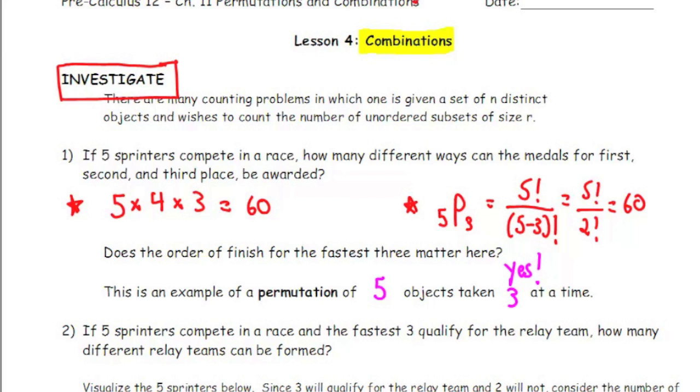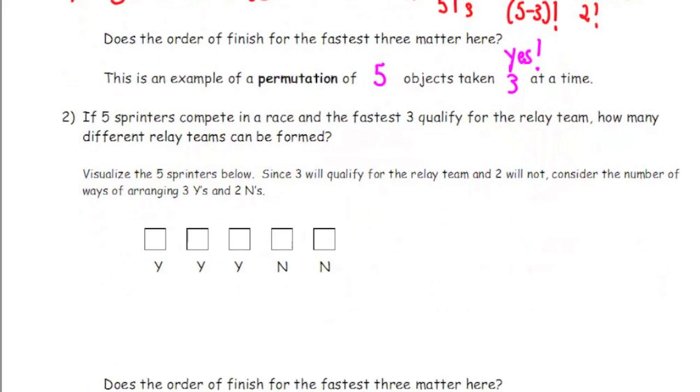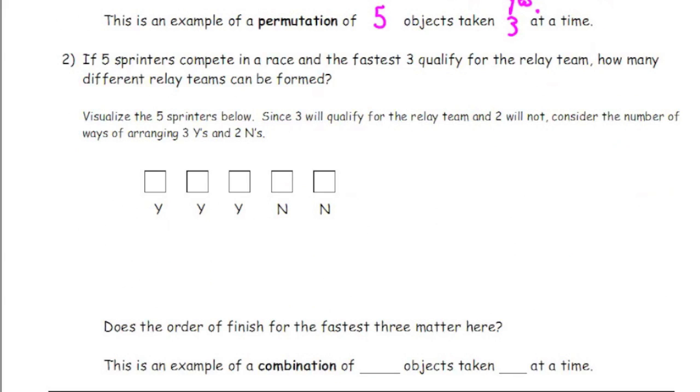Okay, now let's mix this up a bit here. Let's say, instead of first, second, and third, if 5 sprinters compete in a race and the fastest 3 qualify for the relay team, how many different relay teams can be formed? So now we're just saying the fastest 3 are going to get on the relay team. It doesn't necessarily matter what order they finish in, those top 3 are going to get in there.